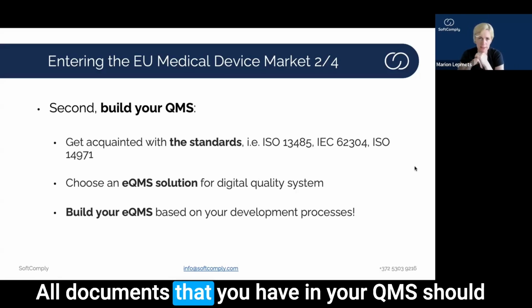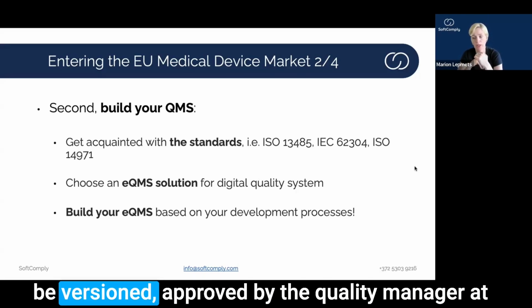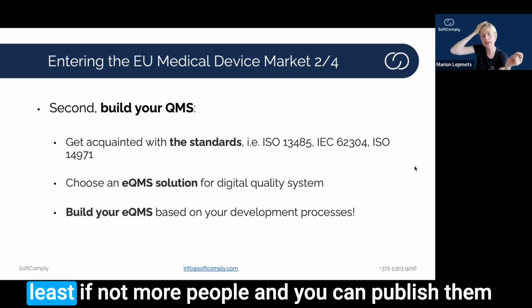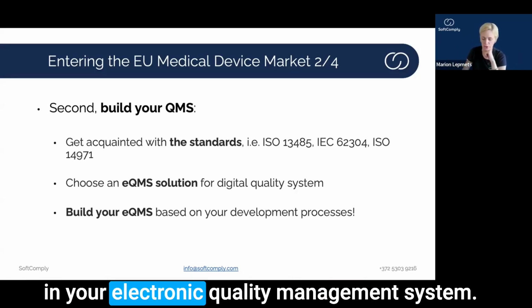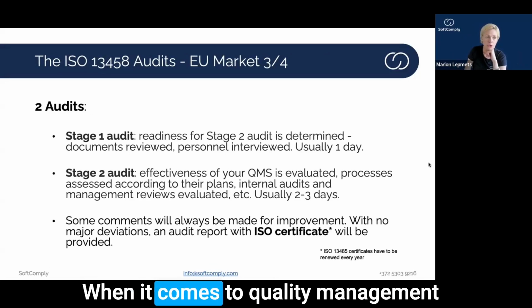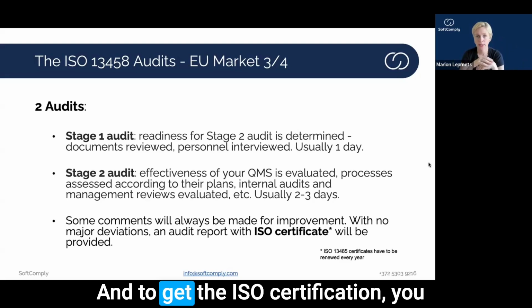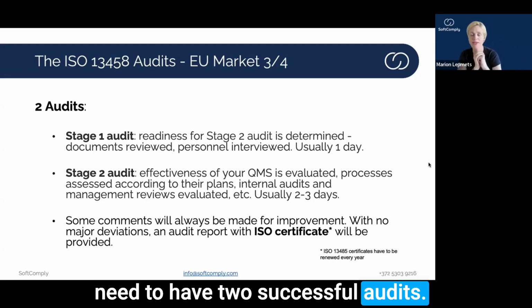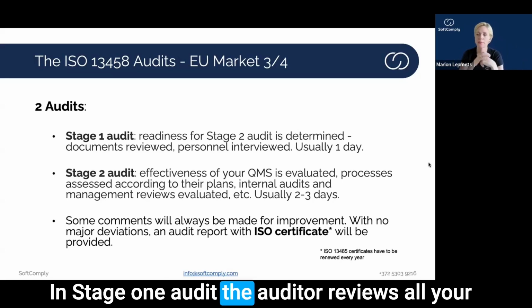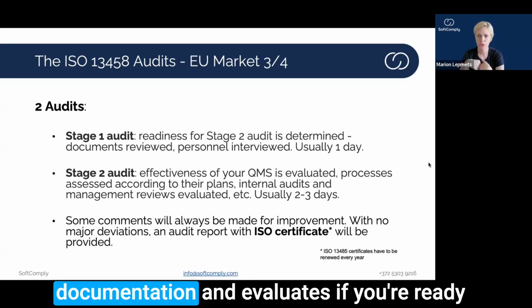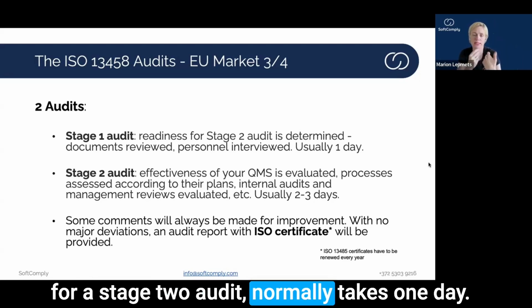All documents that you have in your QMS should be versioned, approved by the quality manager at least, if not more people, and you can publish them in your electronic quality management system. When it comes to quality management system audits, there are 2 audits. And to get the ISO certification, you need to have 2 successful audits. In stage 1 audit, the auditor reviews all your documentation and evaluates if you're ready for a stage 2 audit. Normally it takes 1 day.